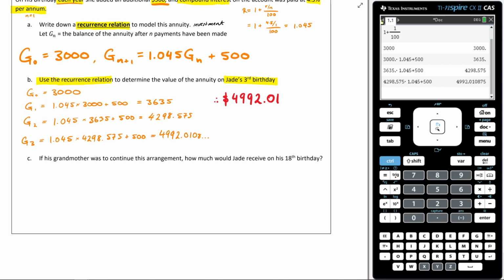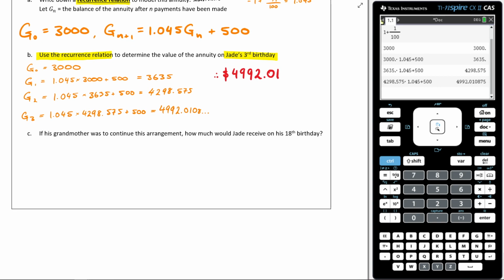Perfect. Let's now go on to the next one. It says, and let's make sure we read this carefully, if his grandmother, let me grab a highlighter, if his grandmother was to continue this arrangement, how much would Jade receive on his 18th birthday? So his 18th birthday. So what I have to find here is G of 18.